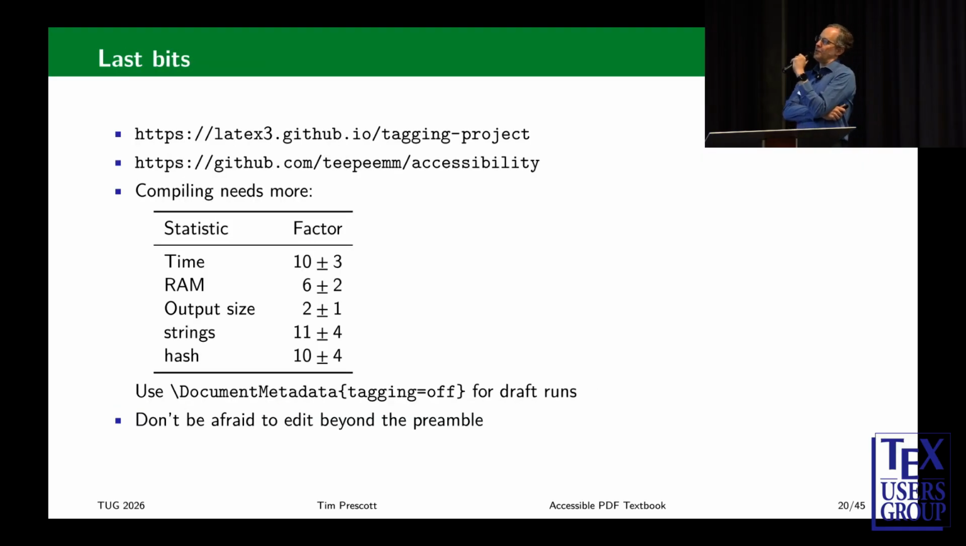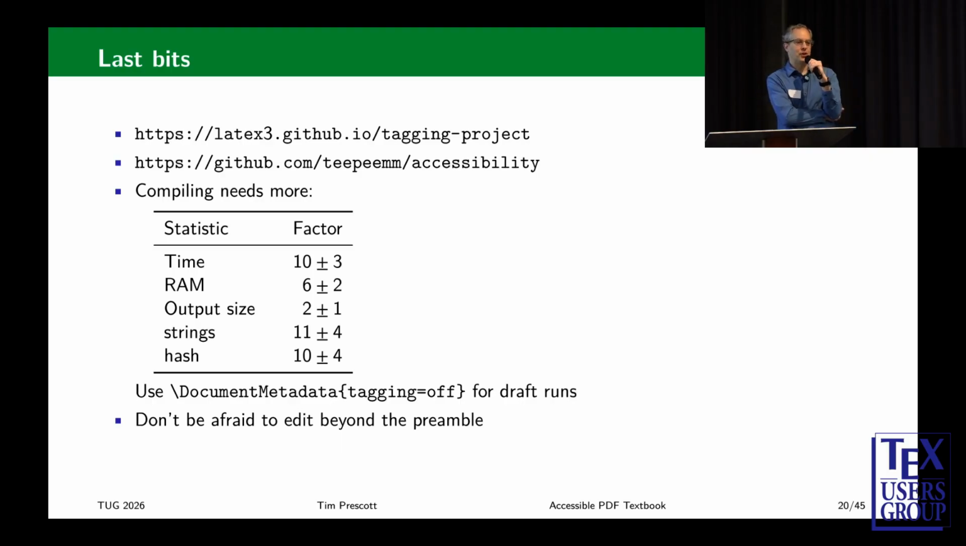Let's see, a few final bits. So the LaTeX Tagging Projects website has documentation on all of this, and has the tagging status and many examples and all of that. I have this and then several other resources at my GitHub site. What else? So making it accessible is much more computationally intensive.